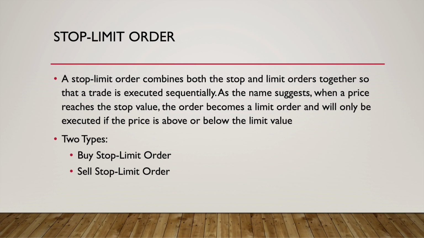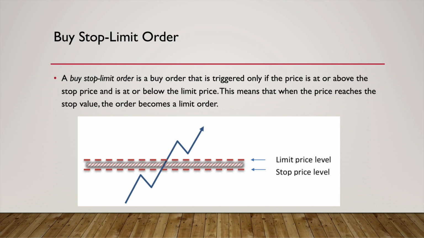As before, there are two types: a buy stop limit and a sell stop limit order. Let me explain by looking at specific order types. The buy stop limit order is an order that is triggered only if the price is at or above the stop price and is at or below the limit price. This means that when the price reaches the stop value, the order becomes a limit order. This is the price range I talked about in the previous slide.